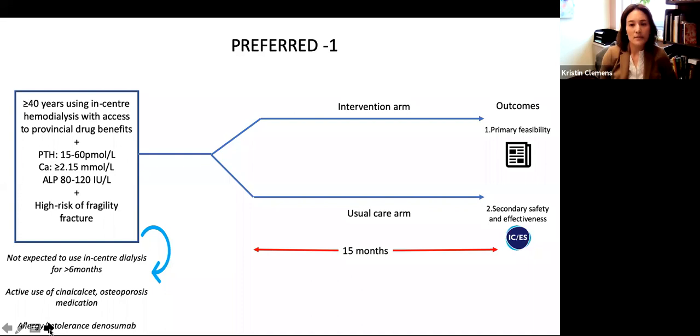Our primary outcomes here will be our feasibility outcomes that I spoke about earlier. And we hope that these will be captured using really easy bedside data collection forms. And then we'll collect our secondary safety and efficacy endpoints from ICES, which as you might know, holds one of the world's largest collections of databases that contain administrative health data. So every time someone sees a doctor or is admitted to hospital for fracture, et cetera, this information is captured and accessible to ICES scientists. Next slide.